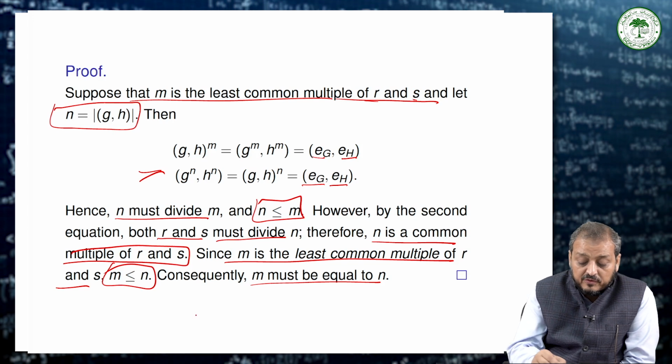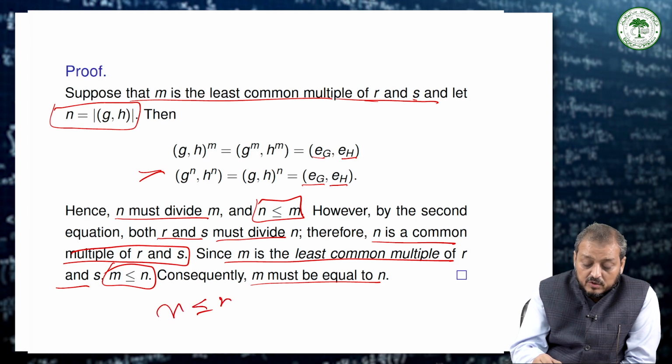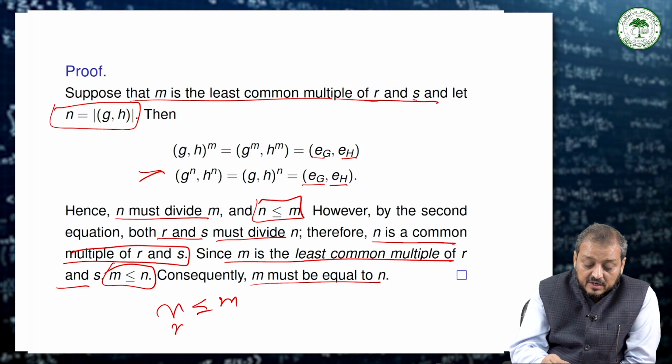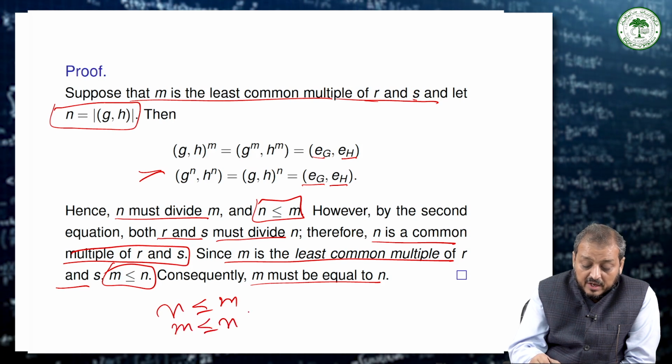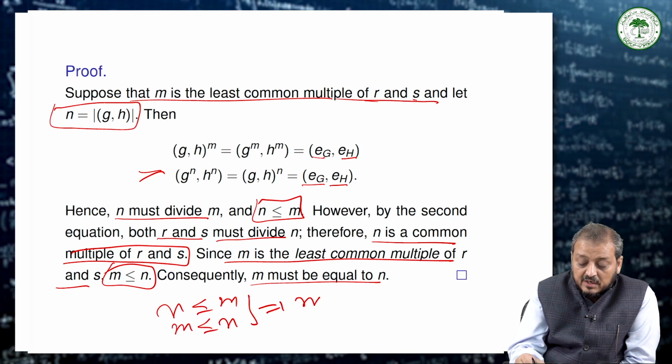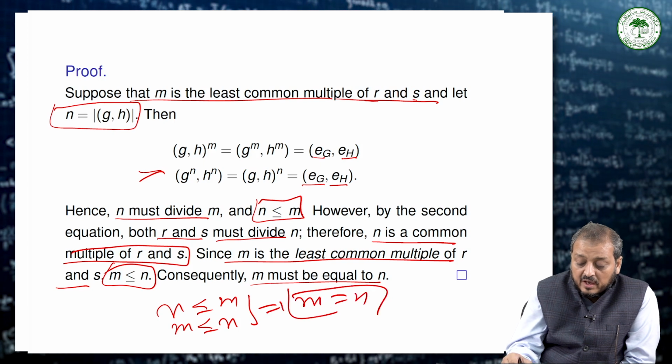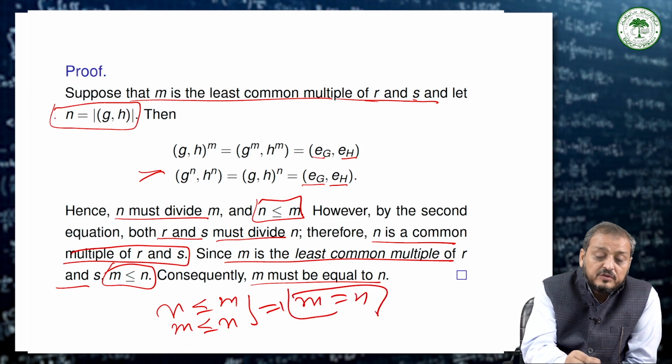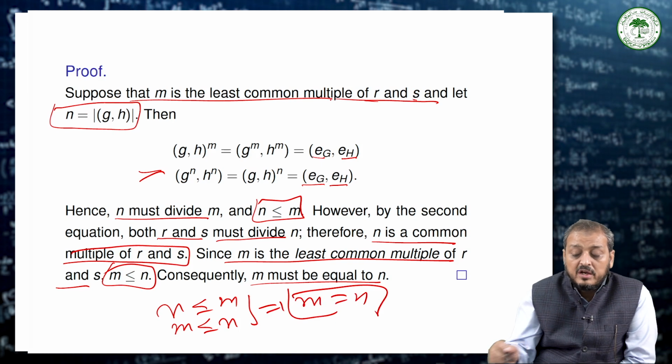So we have to show that first N should be less than or equal to M, and then by this we can say that M is also less than or equal to N. So by these two we can say that M is nothing but equal to N. So if you take the order of this, it is equal to N, and M is the least common multiple of R and S.